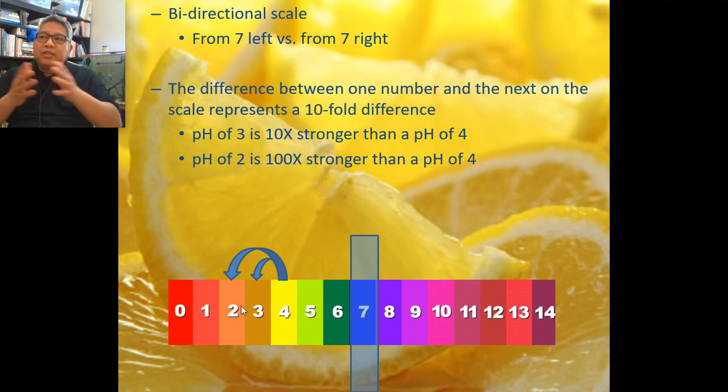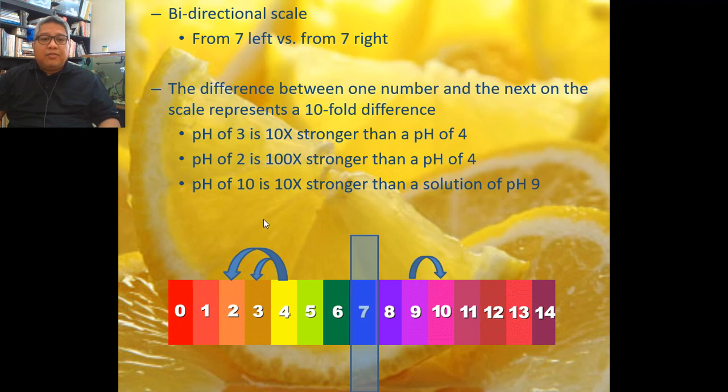So what if the difference is 2? It's going to be 10 times 10. For a pH of 2, this is 10 times stronger than 3. And I told you a while ago that 3 is 10 times stronger than 4. So 10 times 10 is 100. Therefore, a pH of 2 is 100 times stronger than 4. Make sense? Since 2 is 10 times more acidic than 3, and 3 is 10 times more acidic than 4, basically you just multiply 10 times 10.